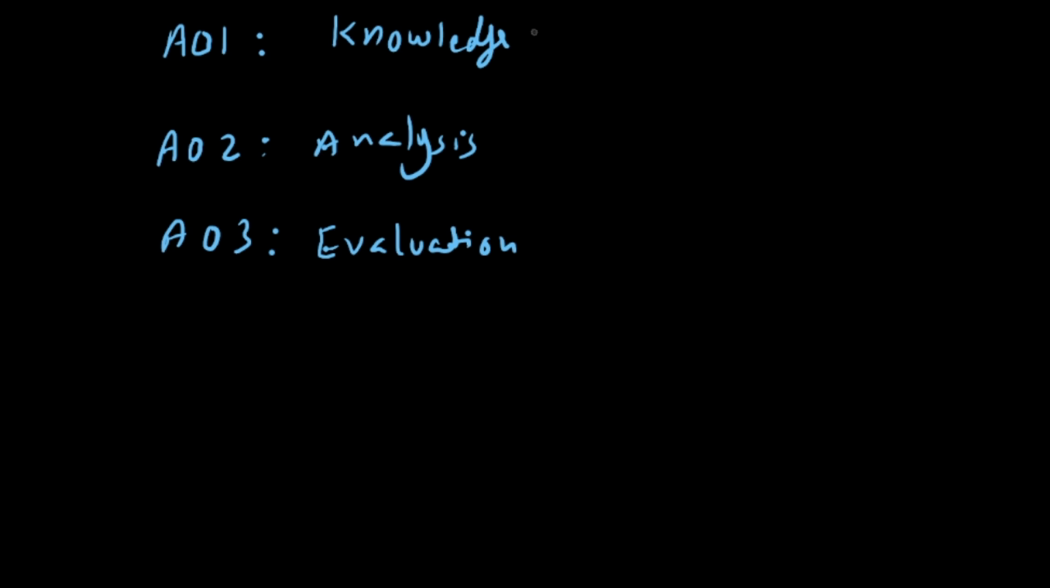Assessment objective 1, knowledge, and assessment objective 2, analysis, are collectively marked out of 14, and the evaluation part carries 6 marks. So this is how a 20-mark question needs you to do it. So what should you write in the knowledge part?